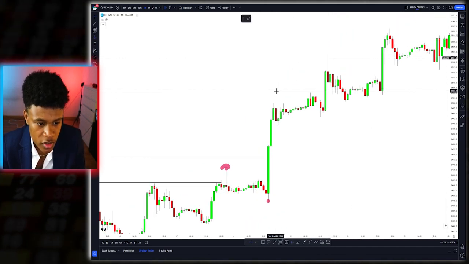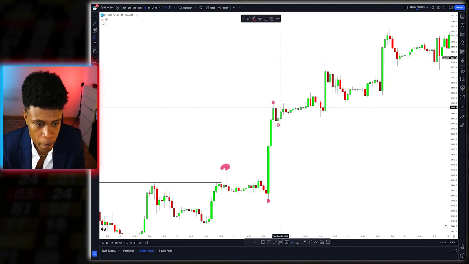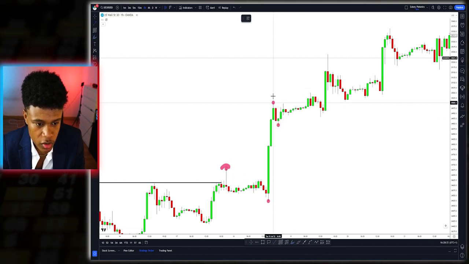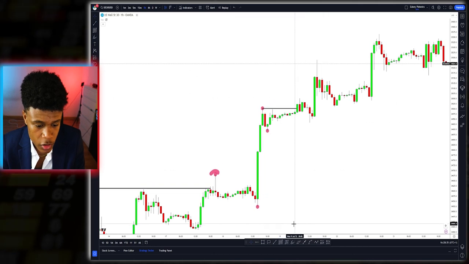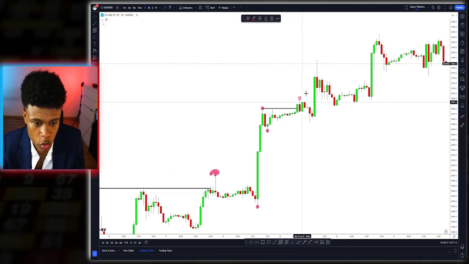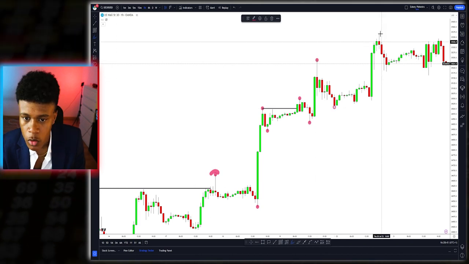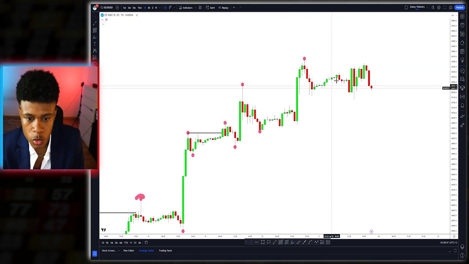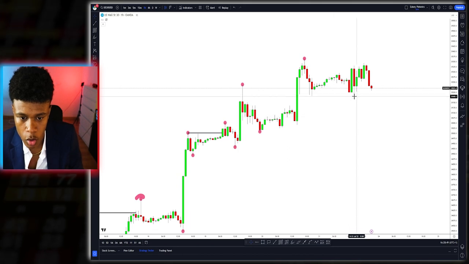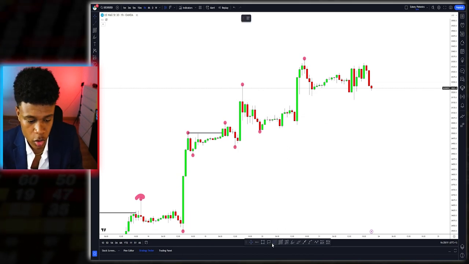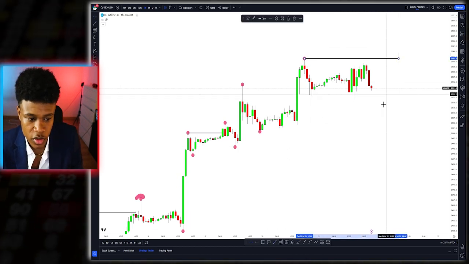So here, we made this high, we made this low, and then we broke structure again. Then we made this high, we made this low, then this high, then this low. We have another high right here, and we didn't make any other low, at least not yet, because price never was able to break structure again.